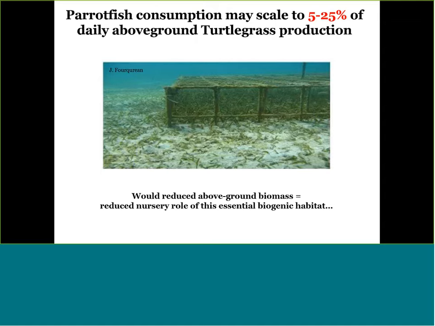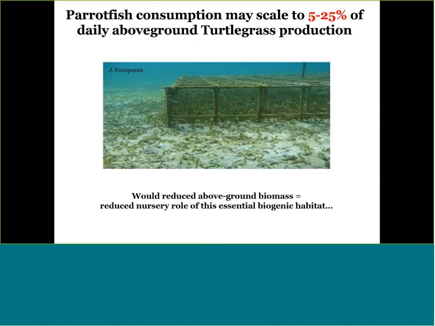Well, based upon our calculations of how abundant these parrotfishes are becoming and how much grass they can consume, the take-home message is that they may remove about 5 to 25% of the structure of the grass, the standing stock biomass, due to their consumption. So if the grass used to be 1 meter tall, if you add pinfish and these parrotfishes like we are, you're going to decrease the height of every single grass blade by 5 to 25 centimeters, okay?